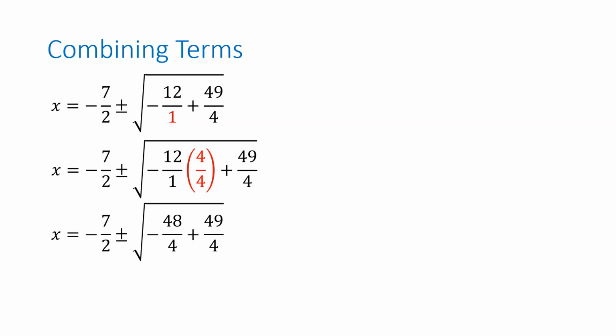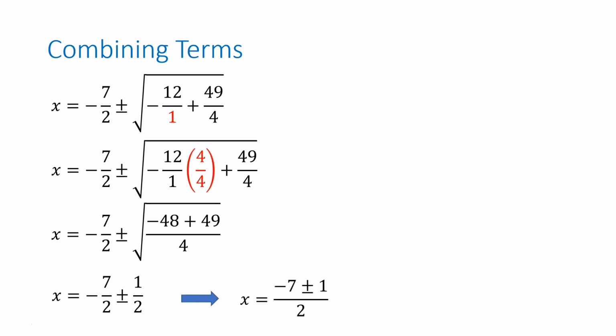Now that the denominators match, we can add the numerators and keep the common denominator. That value is 1/4. So we have x equals -7 halves plus or minus square root of 1/4. The square root of 1/4 is the same as 1/2. We can now see that these denominators match. So finally we get x equals (-7 plus or minus 1) over 2.